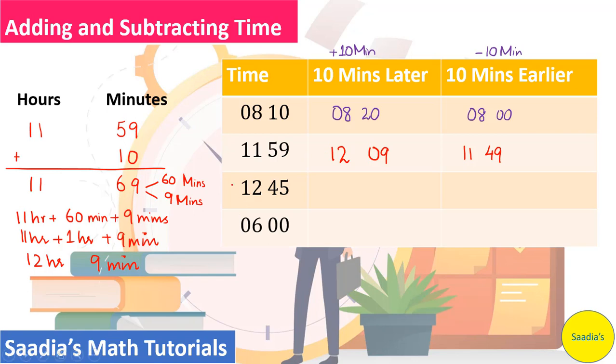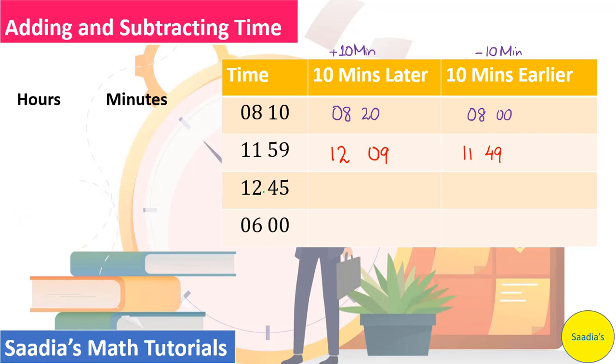Now let's look at the third one. The next one is 12:45. When we add 10 minutes to 12:45, these are hours and these are minutes. 12 hours and 45 minutes. When we add 10 minutes, what will we get? 45 plus 10 is 55 and 12 as it is. So it would be 12 hours and 55 minutes.